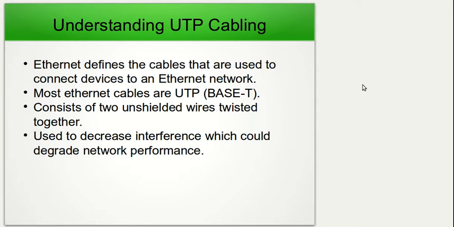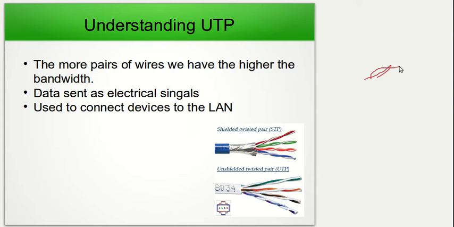So all that is a bunch of wires twisted together, which are unshielded, which have no coating over them, so the wires are exposed. The reason why the wires are twisted is to decrease interference from outside. Interference can cause the performance of the network to decrease. So by twisting the wires, we have less interference from outside. And UTP cables are normally used to connect devices such as your printers, your servers, your laptops to the Ethernet switch. And the more wires we have, the more twisted pairs we have, the faster we can send and receive data.